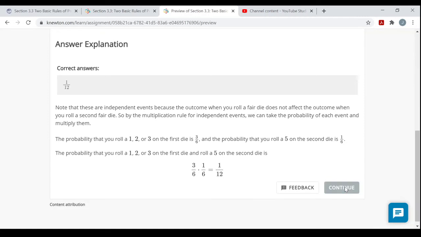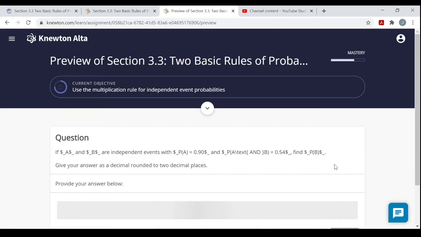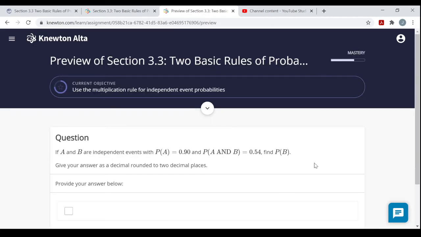All right, and this one, I'll go to the formula, right? This is, again, use the multiplication rule for independent events. So if A and B are independent events, with the probability of A being 90%, probability of A and B occurring at the same time is 54%, what would be the probability of B occurring on its own?